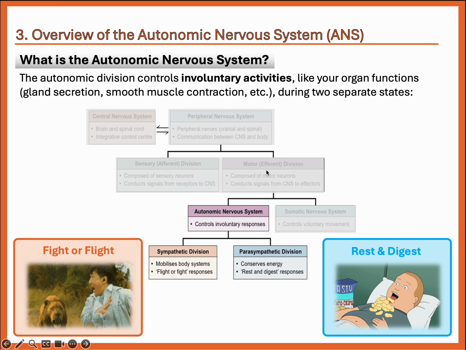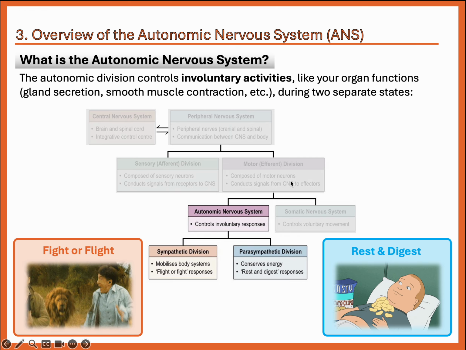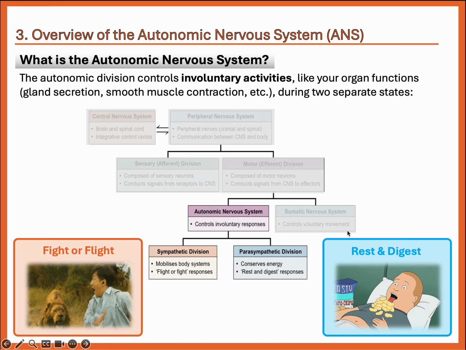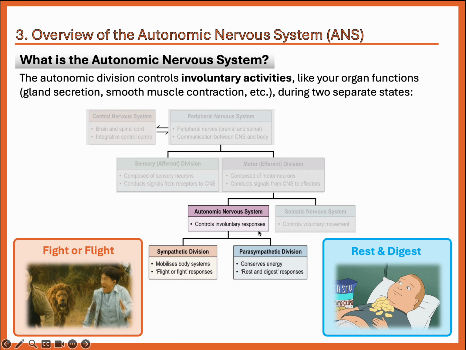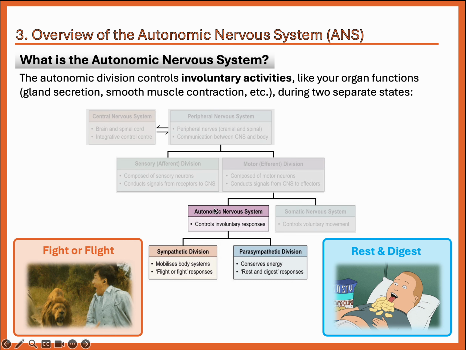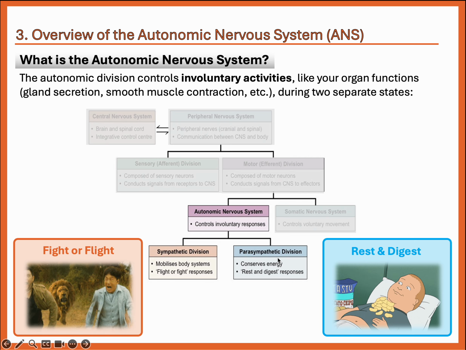We have the motor efferent division composed of motor neurons, right, that conduct signals from the CNS to the effectors. We had the somatic nervous system that controls your voluntary movements. And then you have the autonomic nervous system. This controls involuntary responses that we're not in control of, okay? So this is what we're going to look at, and there's two branches. There's this fight or flight sympathetic division or the parasympathetic division.